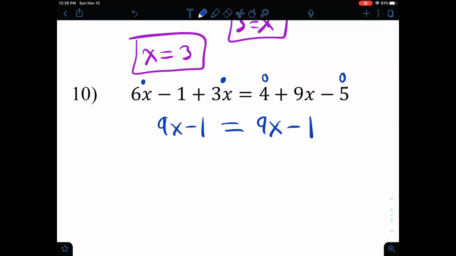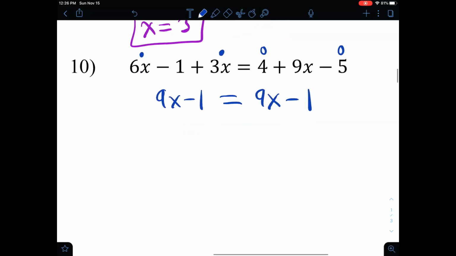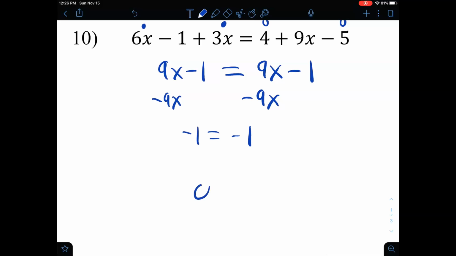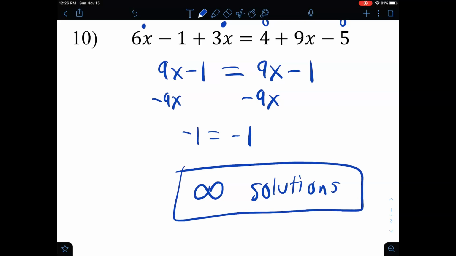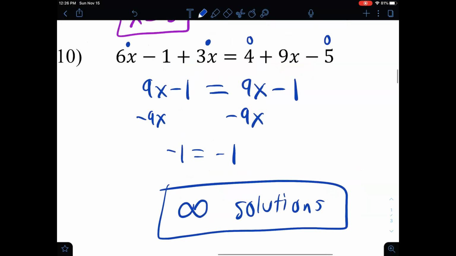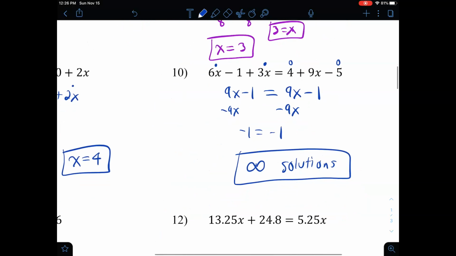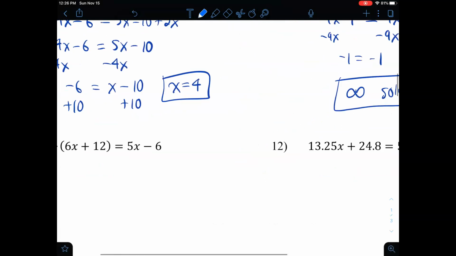What do you guys notice about both sides of the equation here? They're exactly the same, so automatically, if it's a true statement, it's going to be infinite solutions. Let's solve for x now. We would subtract 9x from both sides. We're going to get negative 1 equals negative 1. Is that true? That is true. So this is what's called infinite solutions. When you get something where everything cancels out and you get just the same thing on both sides, it's going to be infinite solutions. If you get something where everything cancels out and it's not true at the end, that's going to be no solution.